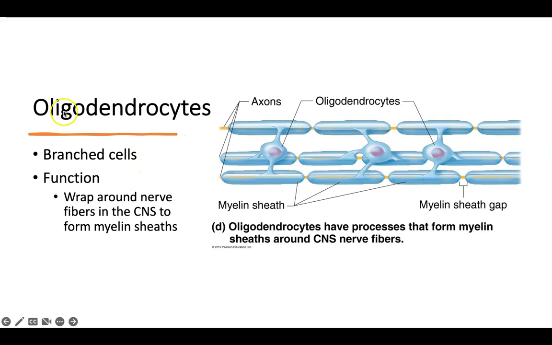The bottom line function for an oligodendrocyte is that it produces myelin and wraps the neuronal processes in that myelin. So here's some axons shown in yellow, and the oligodendrocytes are surrounding those axons with myelin.